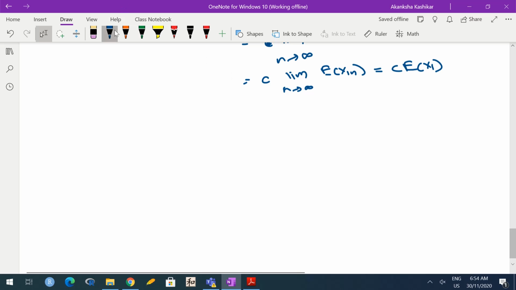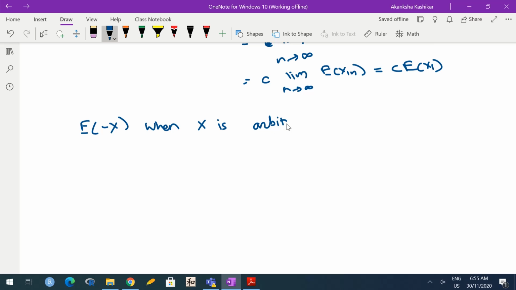To see what happens when C is negative, let me first prove another simple result. What happens to expectation of minus x when x is arbitrary? Not necessarily non-negative, when x is arbitrary. So when x is arbitrary, how do we define expectation?